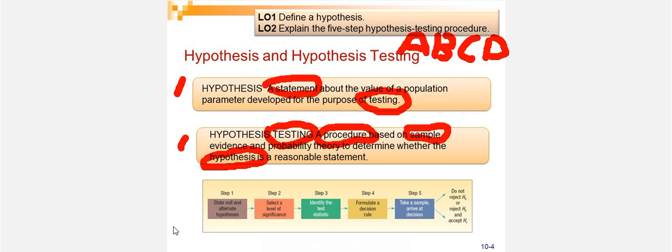Step number one. Okay, first step number one. That means we need to make a statement about the null and alternative hypothesis. Hypothesis only have two. They're called null hypothesis or alternative hypothesis. This one we must do the statement first. Then number two, we select the level of significance.